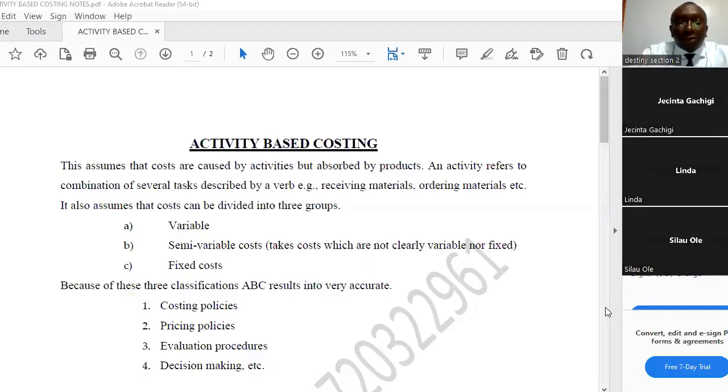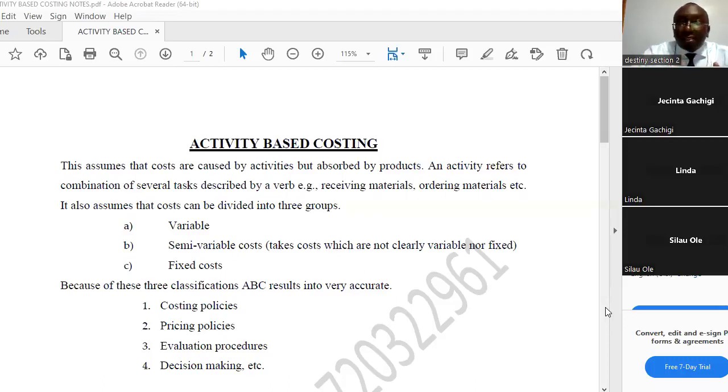So today we are going to start off our discussion with the activity-based costing method. I want to quickly discuss it, and from there we do the questions. Now, as you can see on the screen and in your handout, activity-based costing assumes that costs are caused by activities but absorbed by products. An activity refers to a combination of several tasks described by a verb, e.g. receiving of materials, ordering of materials, etc.